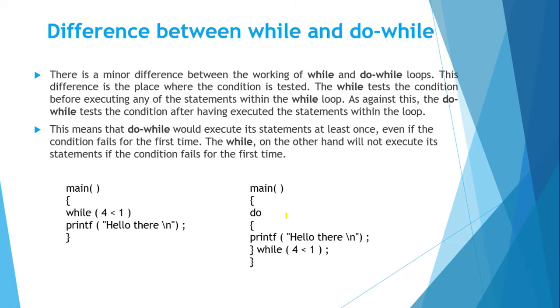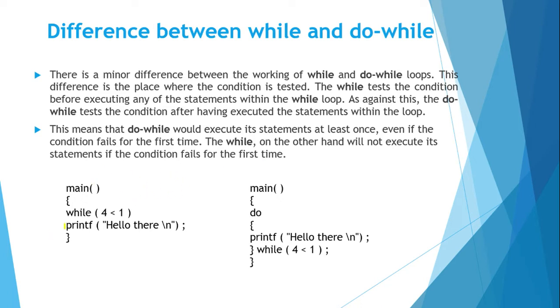Difference between while and do while. There is a minor difference between the working of while and do while loops. This difference is the place where the condition is tested. That is, in while the condition is tested first, and in do while the condition is tested after one execution. Again, the do while tests the condition after having executed the statements within the loop. This means that do while would execute its statements at least once even if the condition fails the first time. The while, on the other hand, will not execute its statements if the condition fails the first time.